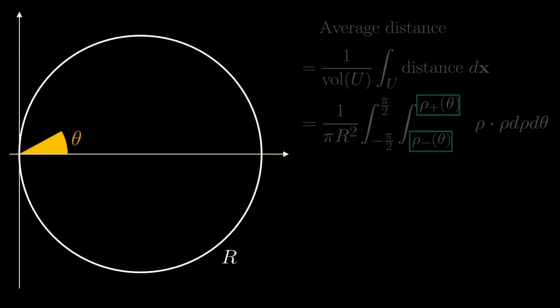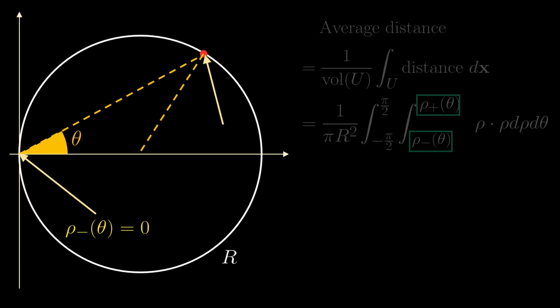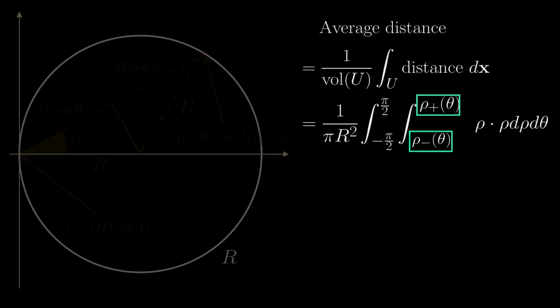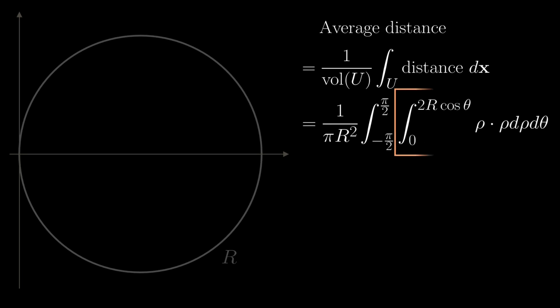Given an angle theta, the point has to lie on this line. It is easy to see that the lower limit is just 0, but the upper limit requires a bit of work. We simply use this triangle and note that these lengths are r, and then by slicing this isosceles triangle in half and a bit of trigonometry, we have two r copies of cosine theta, and so this is our upper limit of rho given theta. Going back to our integral, we substitute our limits and we can now proceed.